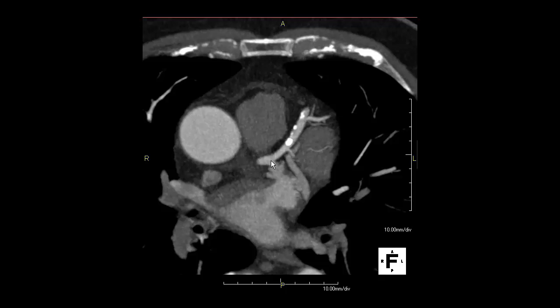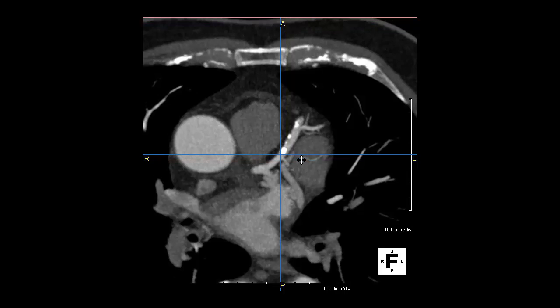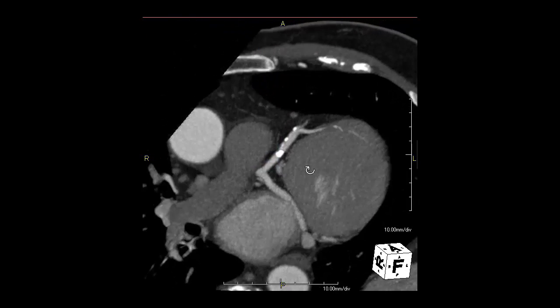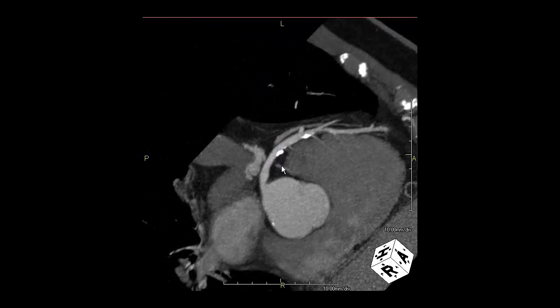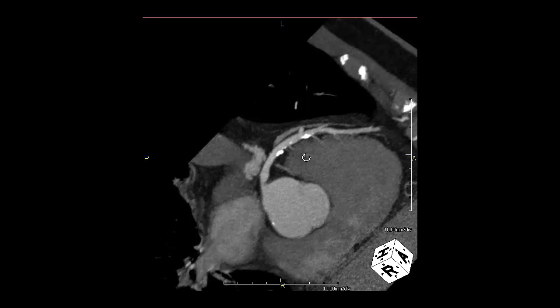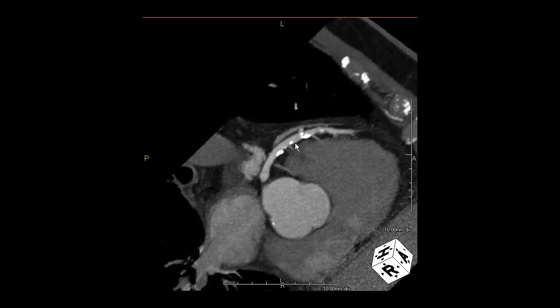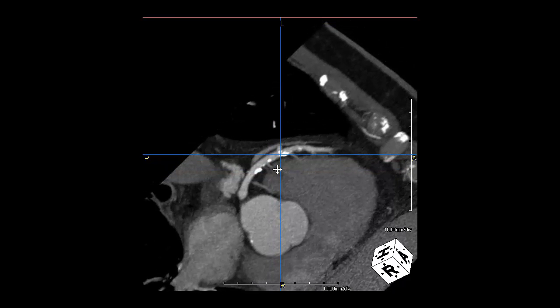Here's the left anterior descending artery. You can see that there is some calcified plaque in the proximal segment, but if we rotate around that, you can see that this is at most mild to moderate and clearly non-obstructive. There also is some mild plaque further down.